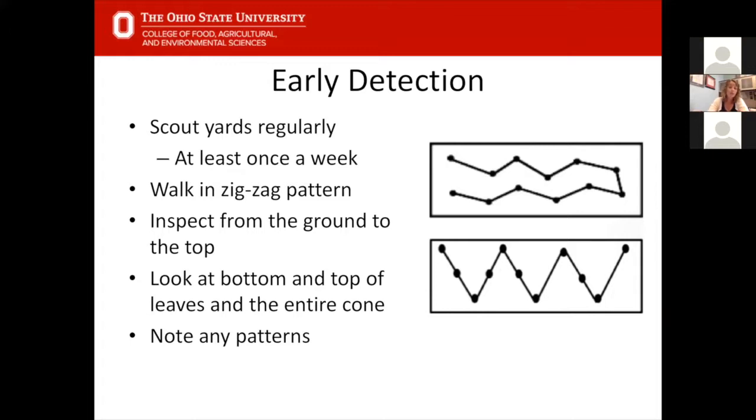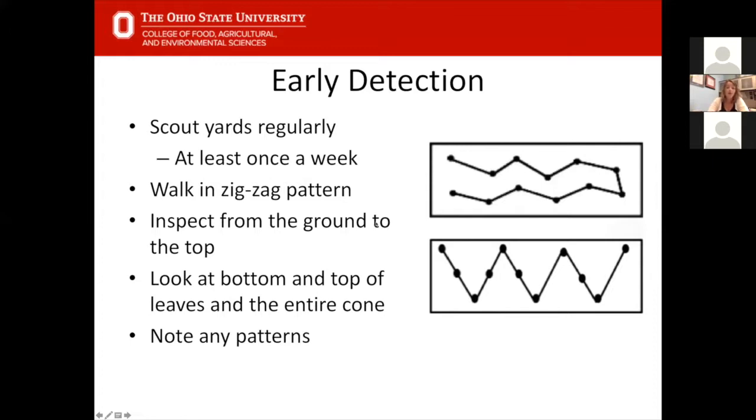When you scout, you want to scout in a zigzag or a W pattern that's shown here, where each one of these dots basically represents where you would stop and look at the plant. And so you don't have to inspect every plant, but you do it in a random pattern where you can get the most out of it. So if this is the inside of the row, then you would just go back and forth along the row.